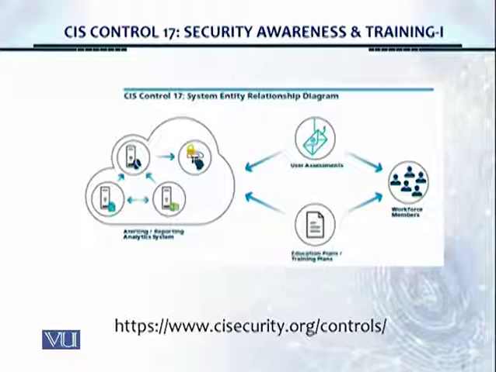This is the system entity relationship diagram, and as you can see, there's an alerting, reporting, and analytics system, and then there are workforce members, and what we are going to do is use user assessments and education plans and training plans to implement the security awareness and training program.